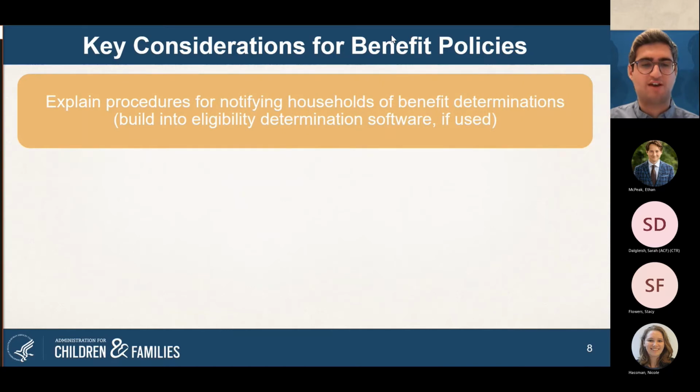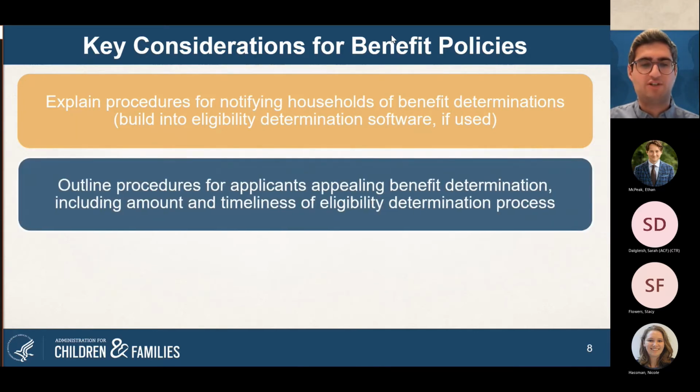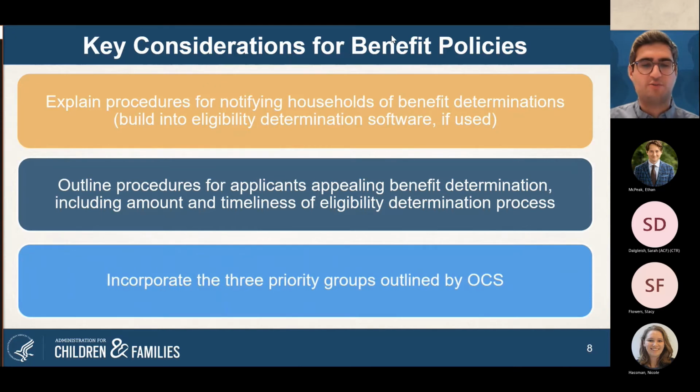explaining procedures for notifying households of their benefit determinations and building that into the eligibility determination software, if used, outlining procedures by which applicants can appeal their benefit determination, such as a request for a fair hearing. This includes the amount as well as the timeliness of the eligibility determination process. Incorporating the 3 priority groups outlined by the Office of Community Services.